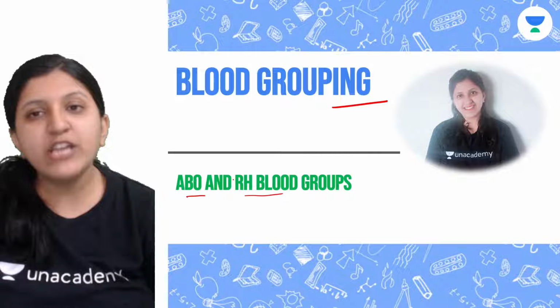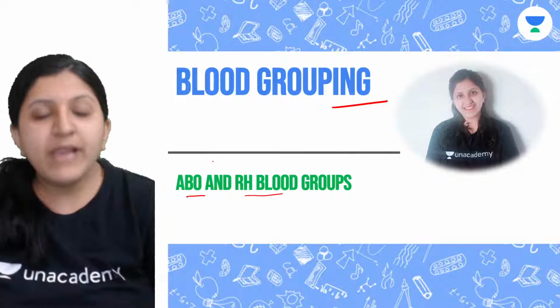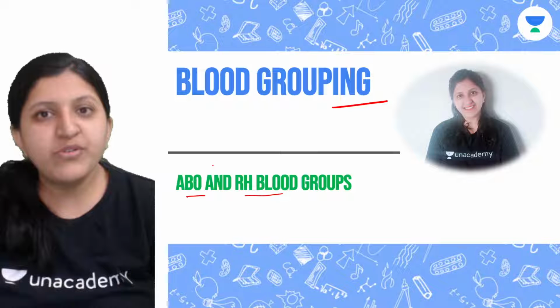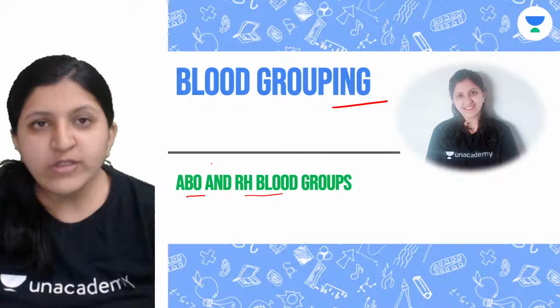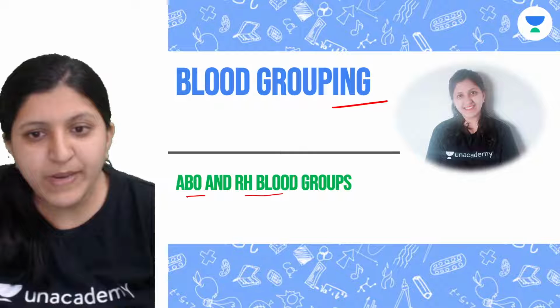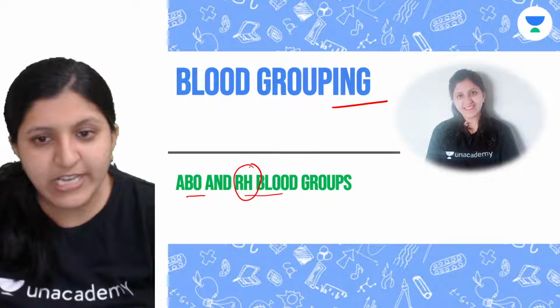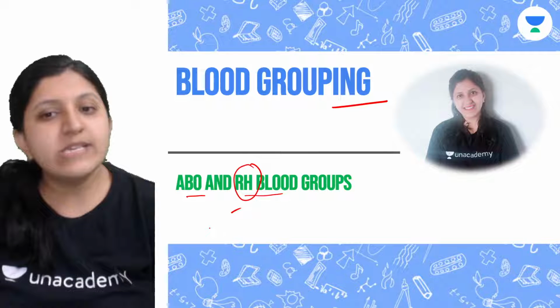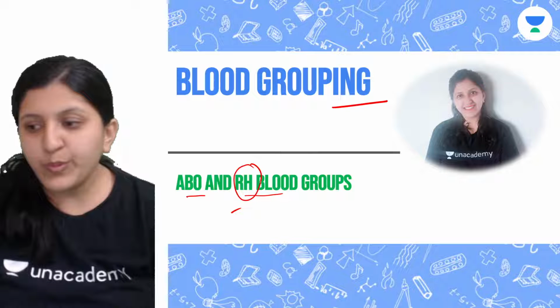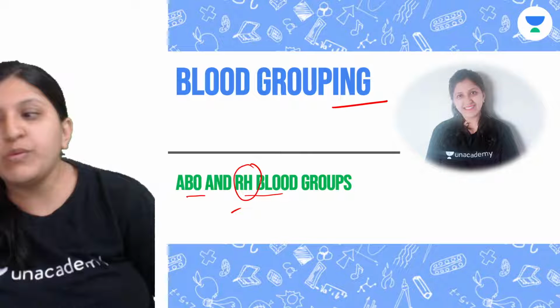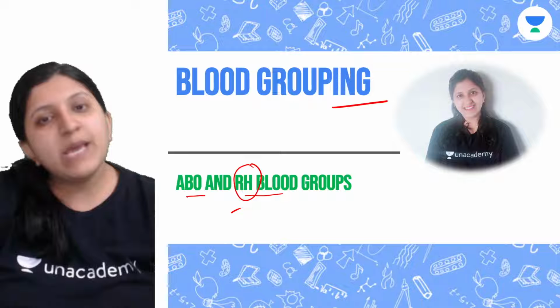Then we mention the blood being A positive, O positive, and then negative types of blood, so that is with respect to Rh blood grouping. We will see how exactly this blood grouping works in different individuals, like why do we say plus, why do we say A positive blood.